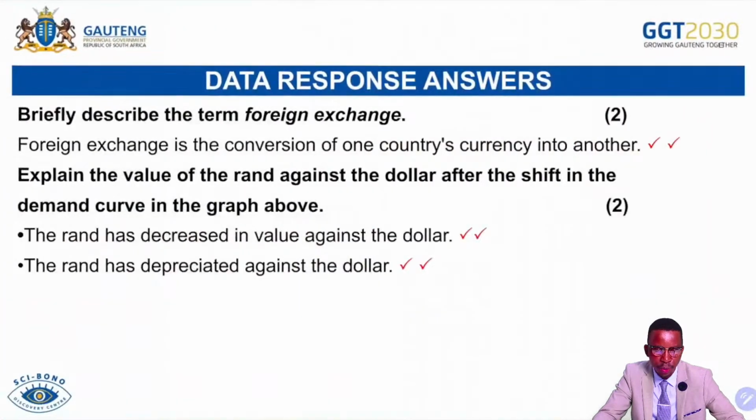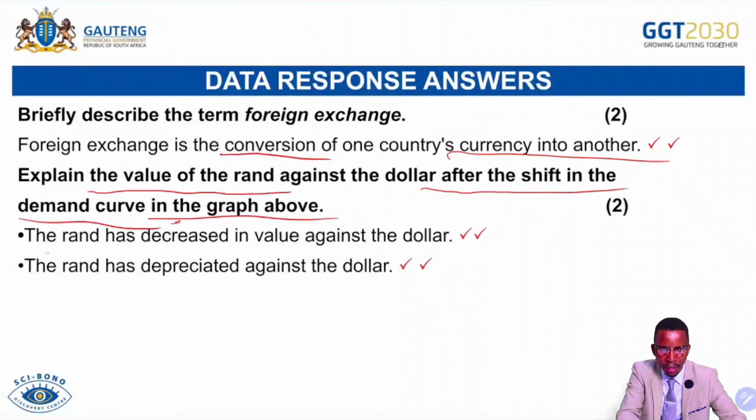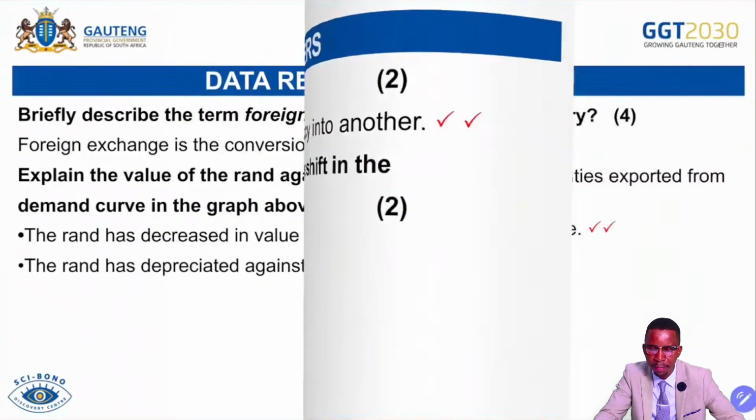And then we continue. Briefly describe the term foreign exchange. Foreign exchange is the conversion of one country's currency into another currency. Explain the value of the rand against the dollar after the shift in the demand curve in the graph above. The rand has decreased its value against the US dollar. The rand has depreciated against the dollar.